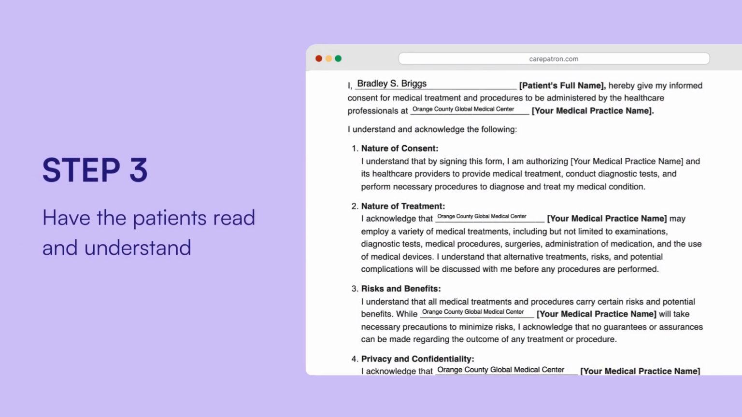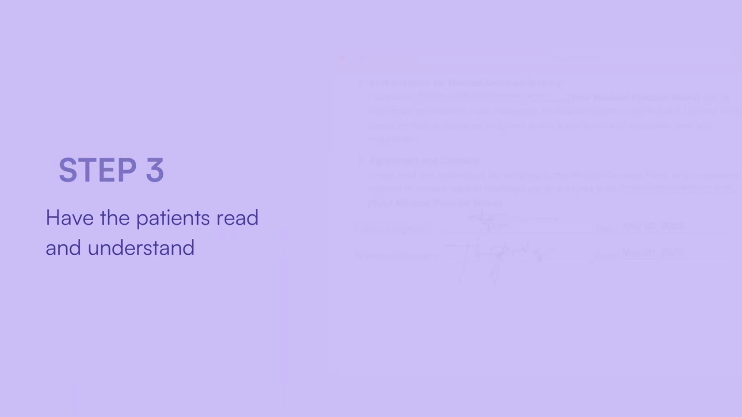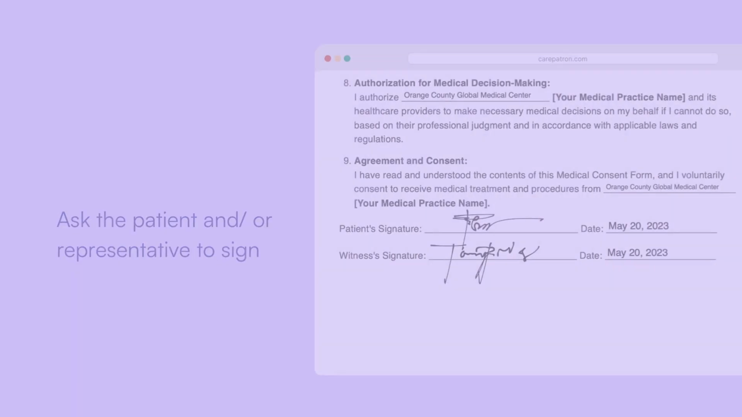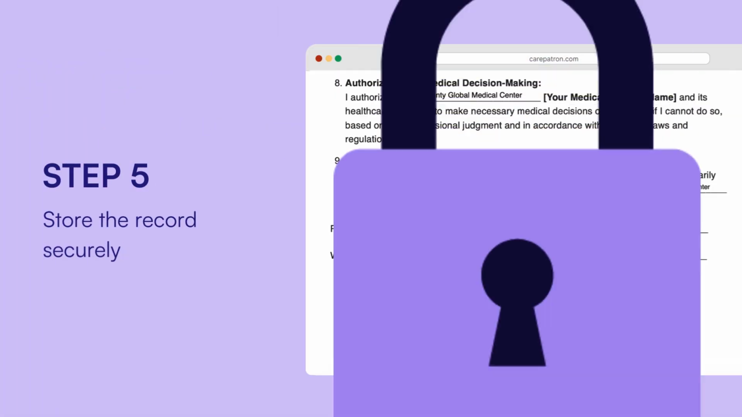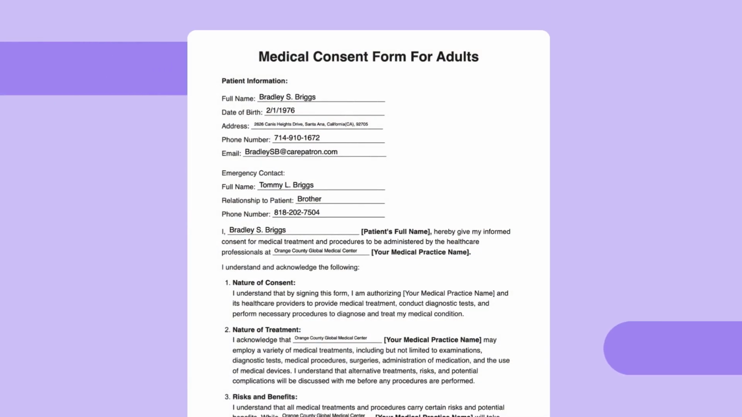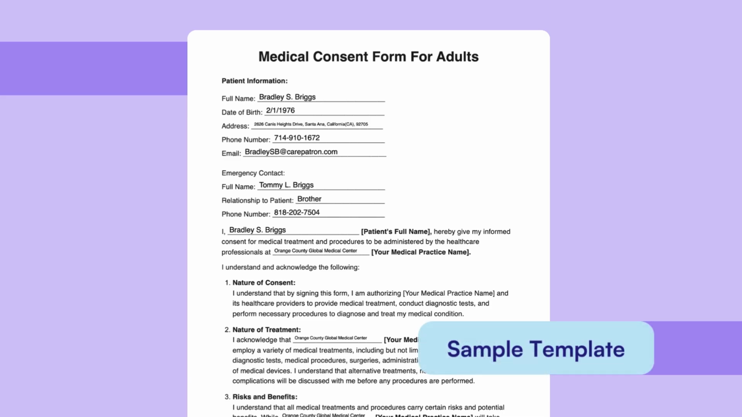The patient should carefully read the authorization and consent section of the medical consent form template and make sure they agree with each statement. Ask the patient or representative to sign. If they are happy to proceed, the patient and/or their representative should sign the medical consent form and fill in the date. Store the records securely. The signed medical consent form is an important legal document you must legally store securely. In the future, other members of your patient's care team may need to access it, so it should also be stored somewhere easily accessible. Here is a sample of our medical consent form to give you an idea of how you would use it in your practice.